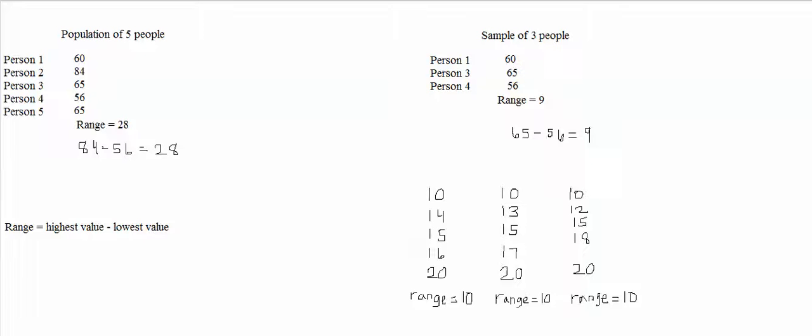Let's talk about another measure of dispersion that doesn't just show the distance between the highest and lowest values. Let's talk about a measure of dispersion that actually does measure the overall amount of spread between all of the numbers in the data set. One measure of dispersion that does measure the overall spread between all of the numbers is called the mean absolute deviation.